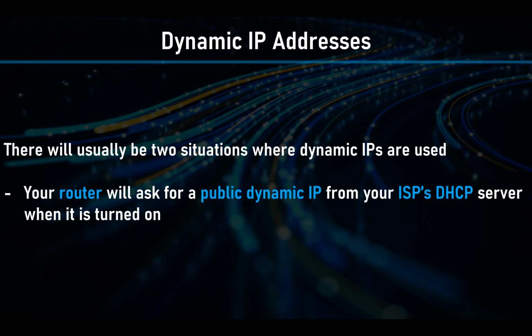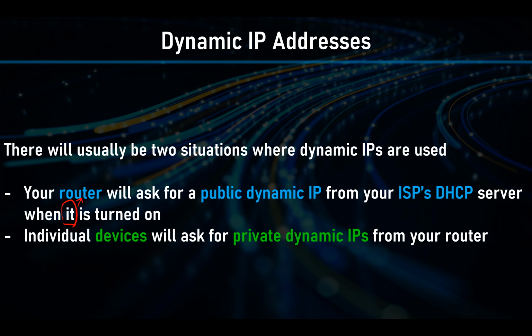So there are usually two situations where dynamic IPs are used. We've mentioned this already. Your router will ask for a public dynamic IP from your ISP's DHCP server when it's turned on. So when you turn on the router, it asks for a public dynamic IP from the ISP's DHCP server. Also, when you turn on a device or enter a new network, the individual devices will ask for a private dynamic IP from your router. Inside the router there is also a DHCP server, just like the router has a DNS server inside.